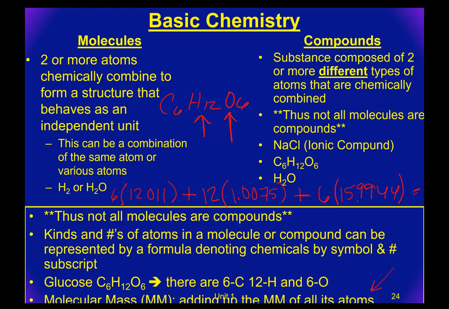15.9944. Okay? You've got to kind of think of it as I've got 6 cars, 12 pillows, and 6 bed frames. If you want the mass of that, you have to take into account that there are 6 cars, 12 pillows, and 6 bed frames. You can't say, I'll add up the mass of 1 car, 1 pillow, and 1 bed frame, and it'll be exactly the same. With this, you're talking about multiple atoms, so you do have to calculate that up.